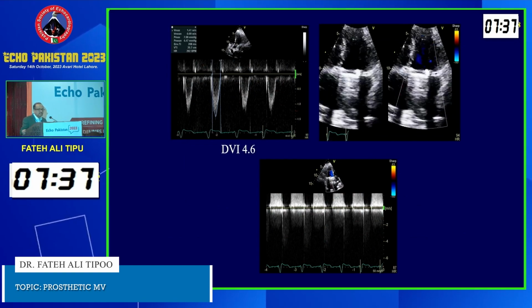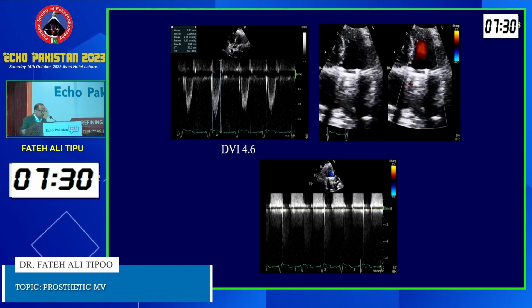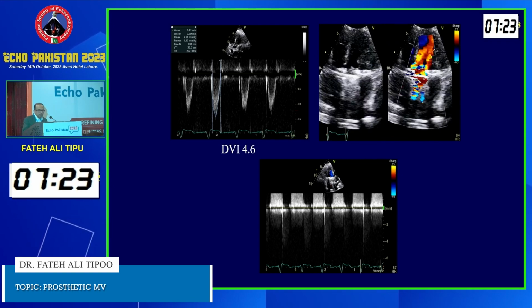In this case, you can see the MR is not significant, but if you focus on the 2D image, there is a thrombus sitting on the valve. So this is a stuck valve. Whenever there is a stuck valve and you are not sure about the thrombus, you can take the help of transesophageal echo, or maybe fluoroscopy, or maybe CT angio.